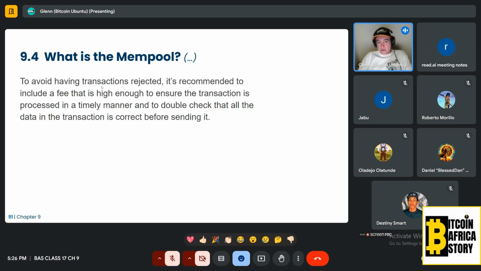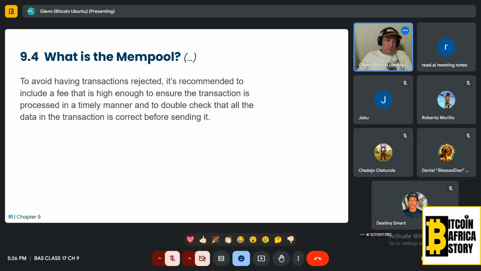To avoid having transactions rejected, it is recommended to include a fee that is high enough to ensure the transaction is processed in a timely manner and to double check that all the data in the transaction is correct before sending it. And so, of course, here we are, again, always referring to on-chain transactions specifically.